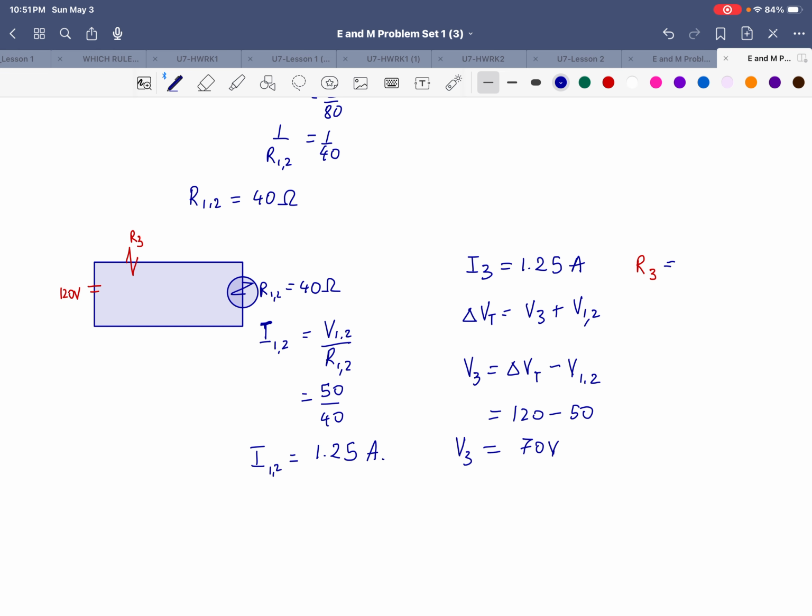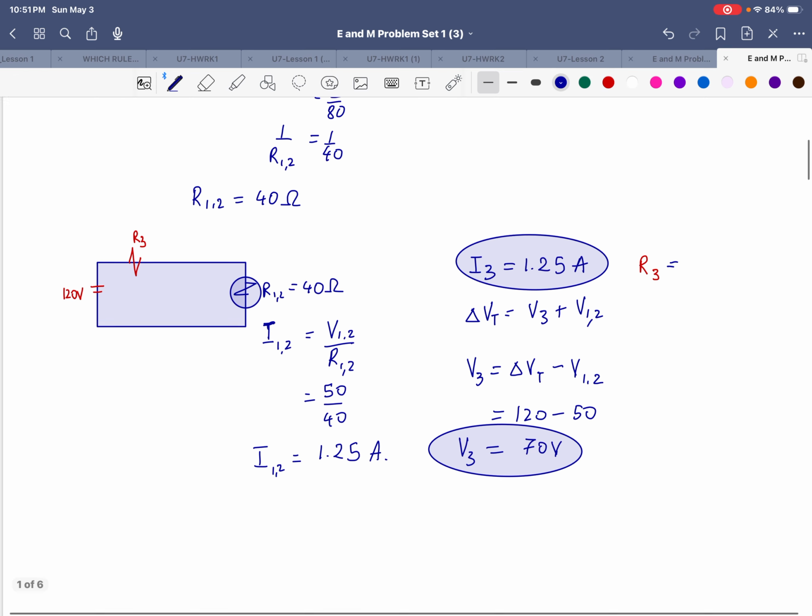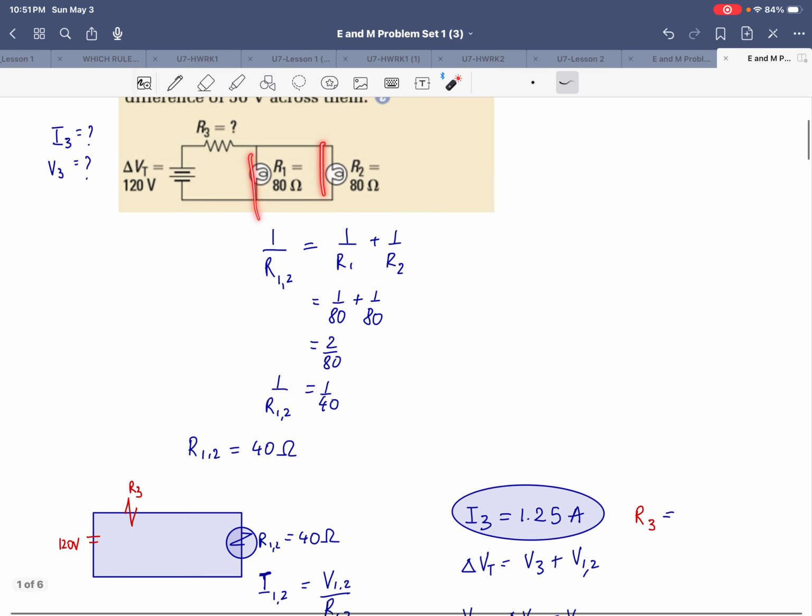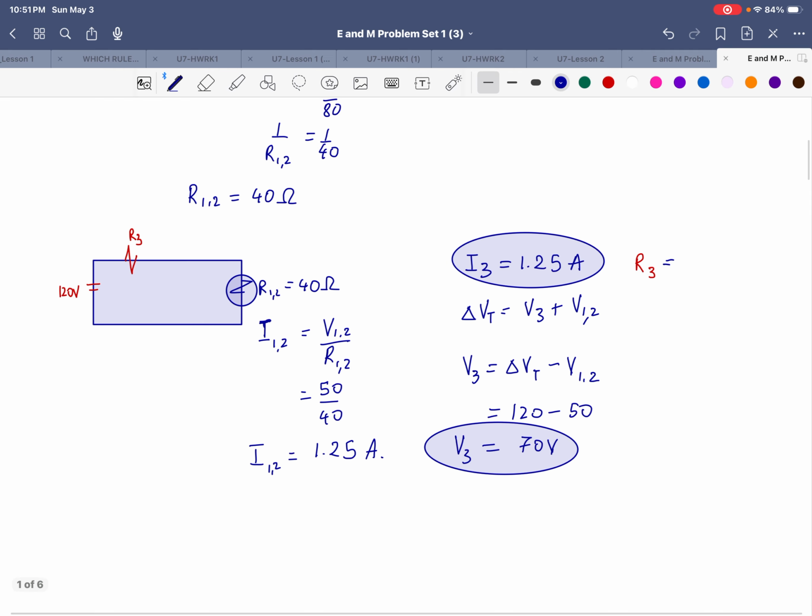So now that we have V3 and I3, we can determine the resistance that is necessary to provide a voltage of 50 in each of them. So R3 would be equal to V3 divided by I3, and that will be 70 divided by 1.25. And if you use a calculator there, 70 divided by 1.25 is 56. So that's 56 ohms.